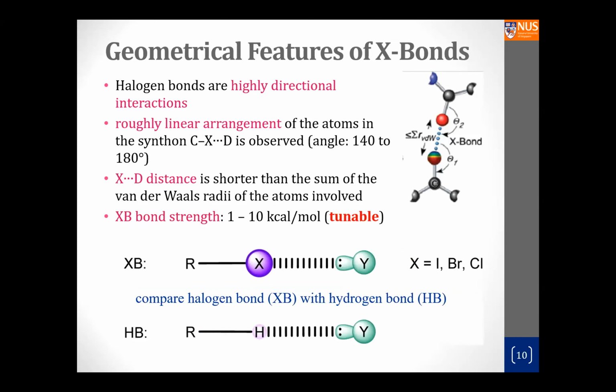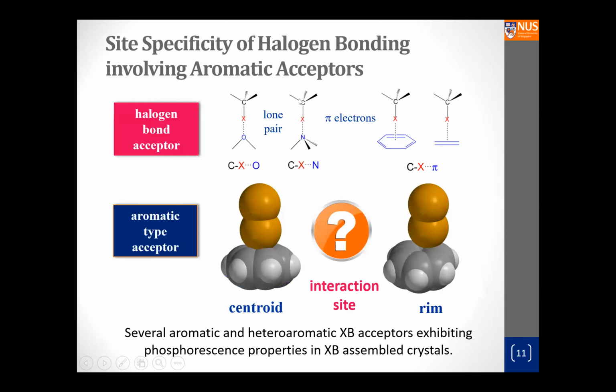The geometrical feature of the halogen bond is highly directional, so roughly linear, and in many ways it's similar to a hydrogen bond. So instead you have halogen bond donor versus hydrogen bond donor here. As I already mentioned before, the tunability is very important for the halogen bond, because you can change halogen atoms, so you can tune the halogen bond. And the directionality is stronger in the halogen bond than the hydrogen bond.